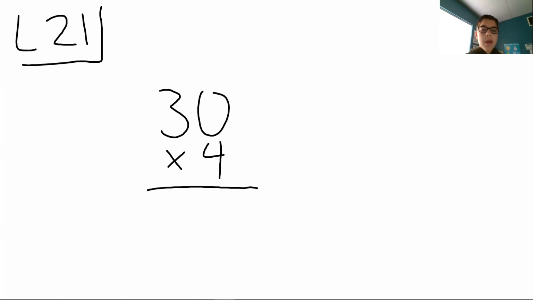So 30 crackers times 4 boxes. We know 0 times 4 will be 0. And then we will be doing 4 times 3 equals 12. So our answer is 120 crackers. Bingo. So our total amount of crackers between the 4 boxes is going to be 120 crackers.